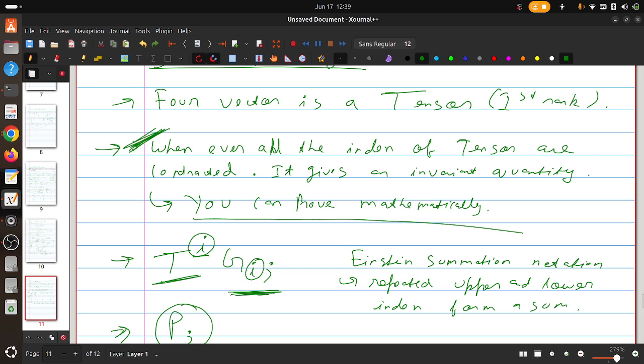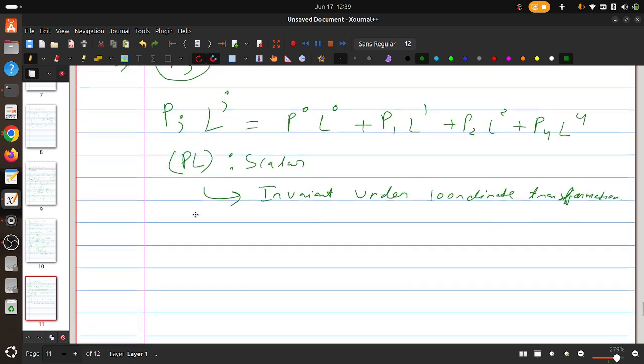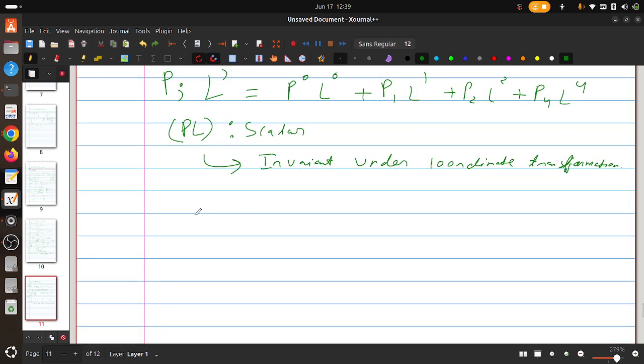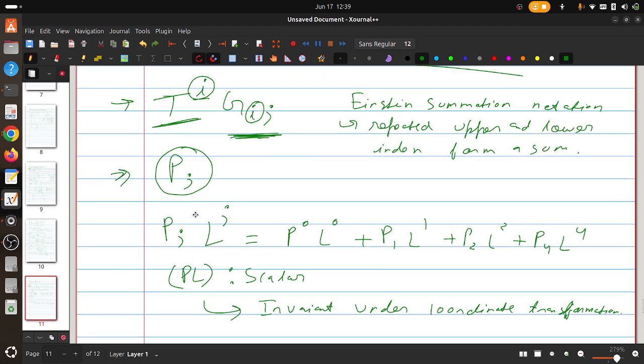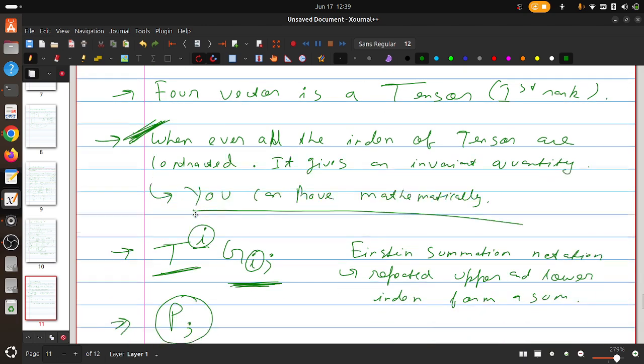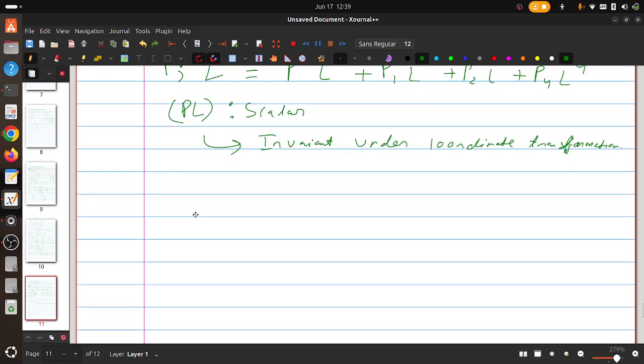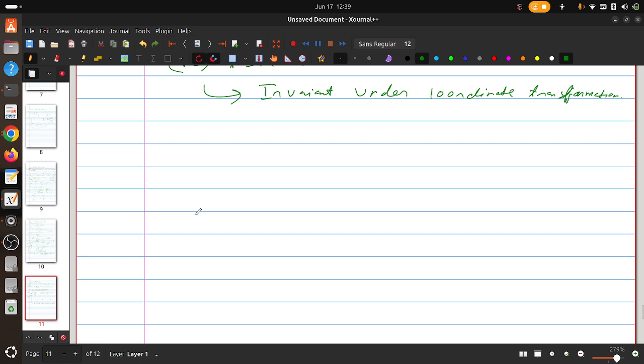Whenever all the indices of a tensor are contracted, it gives an invariant quantity, and you can prove that mathematically. Okay, so you should try why it should be an invariant. I will just use this phenomenal result in relativity. So let us not prove this in general, but I will prove it for the case of a velocity 4 vector. I will explicitly calculate each and every term, and then I will show you why it is an invariant quantity. Okay, let's see.